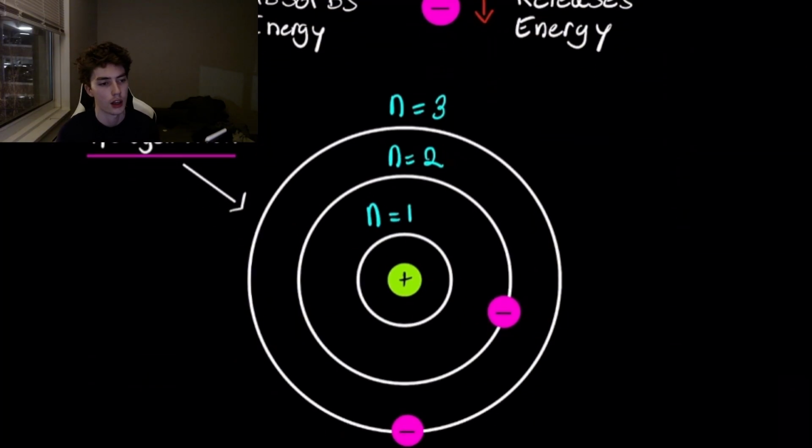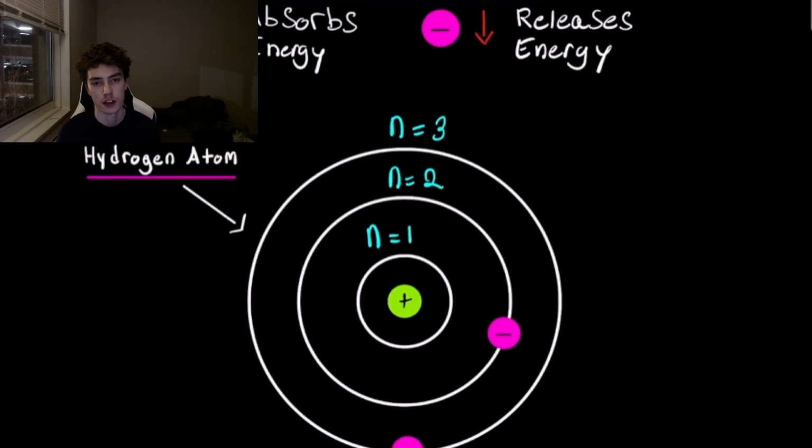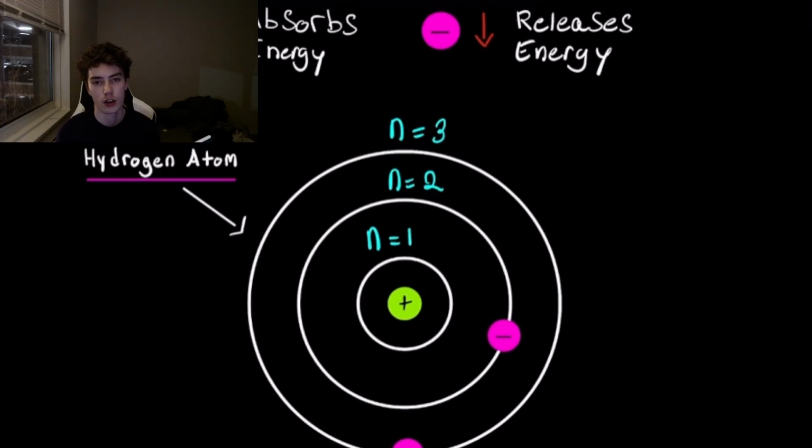This was an early model of the atom that explains where electrons are arranged, right? In theory, electrons are arranged in orbits circling around the nucleus at different energy levels. And if an electron were to drop from N3 to N1, it would release a specific amount of energy as light, right?